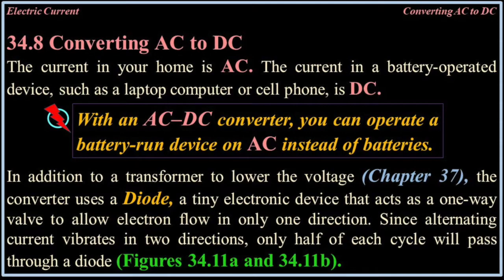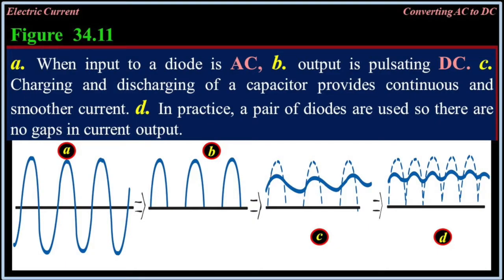34.8. Converting AC to DC. The current in your home is AC. The current in battery-operated devices, such as laptop computers or cell phones, is DC. With an AC-DC converter, you can operate a battery-run device on AC instead of batteries. In addition to a transformer to lower the voltage, Chapter 37, the converter uses a diode, a tiny electric device that acts as a one-way valve to allow electron flow in only one direction.